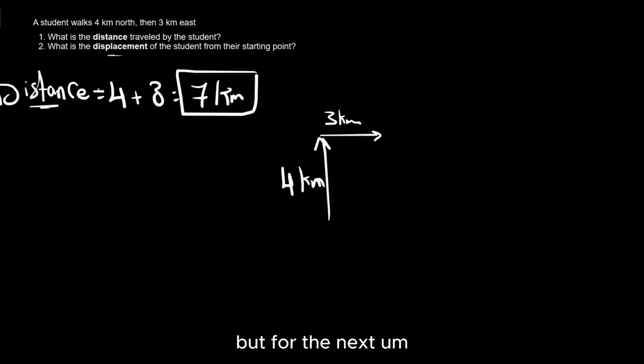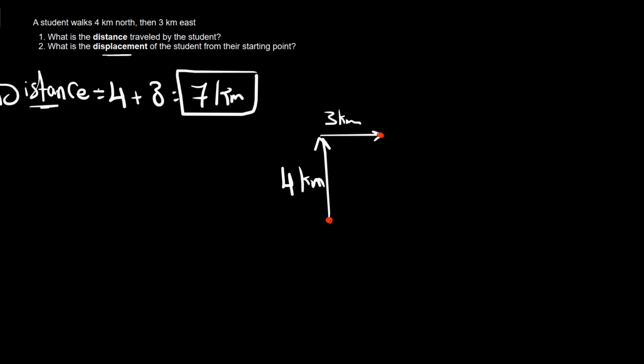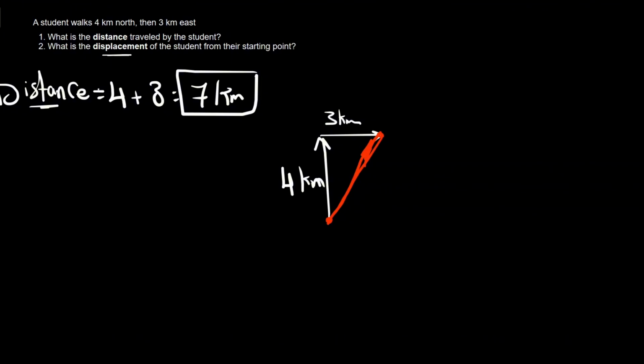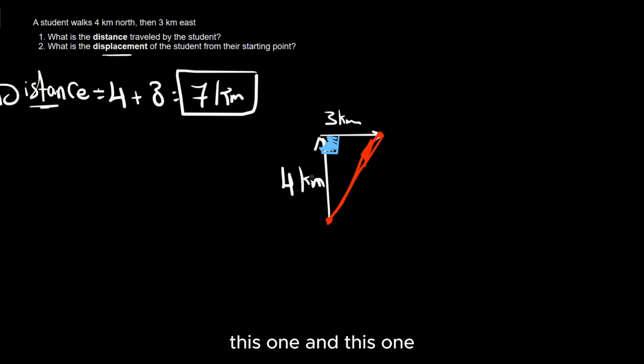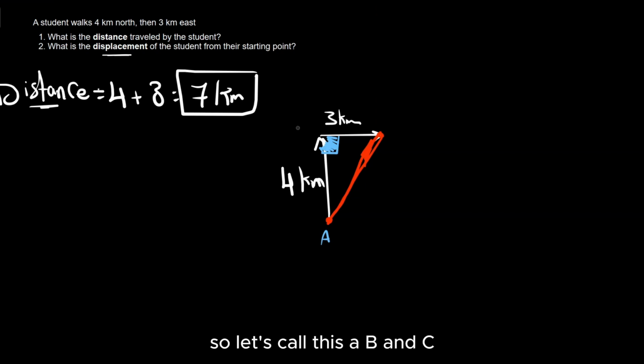But for the next requirement, which is the displacement, which is the distance between the initial and final position. It started from here and ends here. So we need this distance. So how do we get this distance? Okay, so as you might notice, we have a 90 degrees angle right here. And we have two sides, this one and this one. So we can use the Pythagorean theorem to get this side. So let's call this A, B, and C.